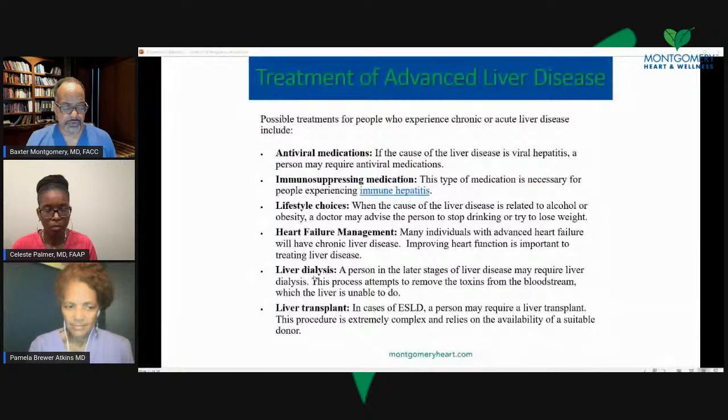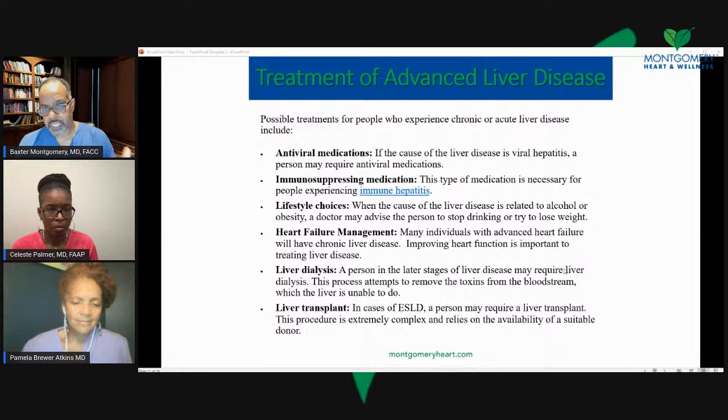Liver transplant is there, and people do quite well with liver transplant. My understanding is that once they survive the first year, they tend to do quite well.